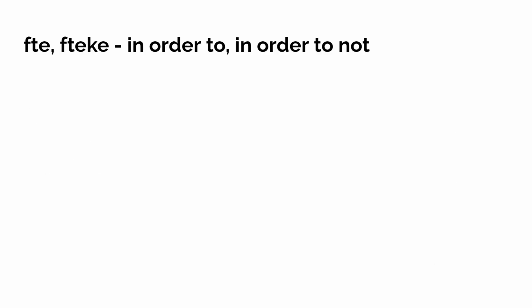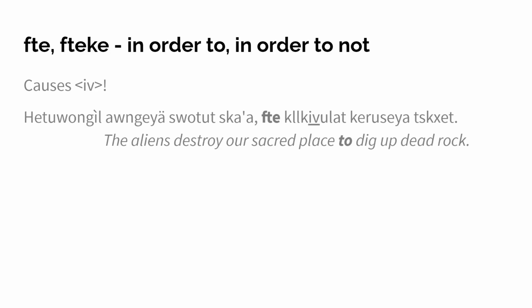Let's next look at ftxe and fteke, in order to or in order to not. This one causes eve infix, and you will notice the next few slides we will talk about many other conjunctions that cause eve. Hetu vangil aungeye swotutska a fteke keroseya tsket. The aliens destroyed our place to dig up a dead rock. So in order to dig up that rock.